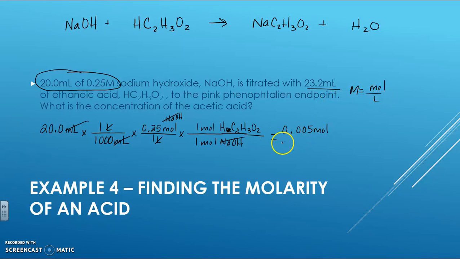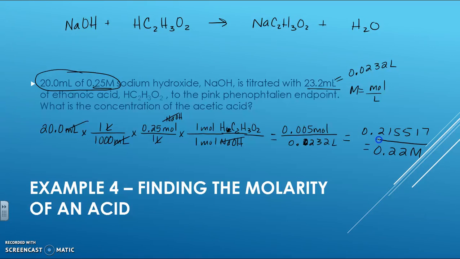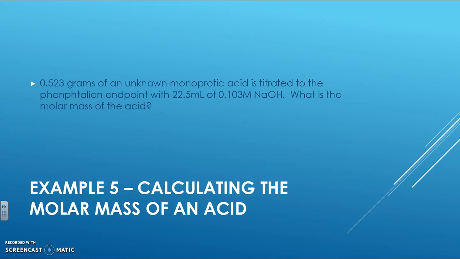And we want to divide that by our liters. This is in milliliters, so we would change this to liters. 0.0232 liters. And then we just solve. And the calculator gives us 0.215517, blah, blah, blah. We only want 2 significant figures, so we're going to keep that at 0.22 molar acetic acid. And you would write HC2H3O2. Okay. I know I'm going fast. If you need to, please pause it, watch it again, and then we're going to practice when we get into class, so don't freak out.